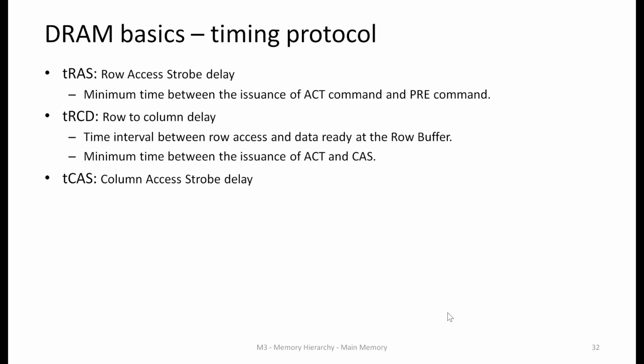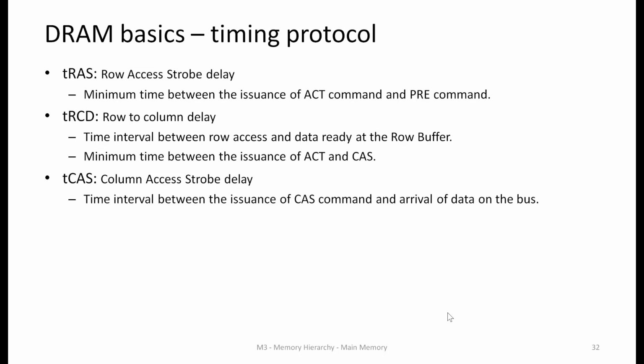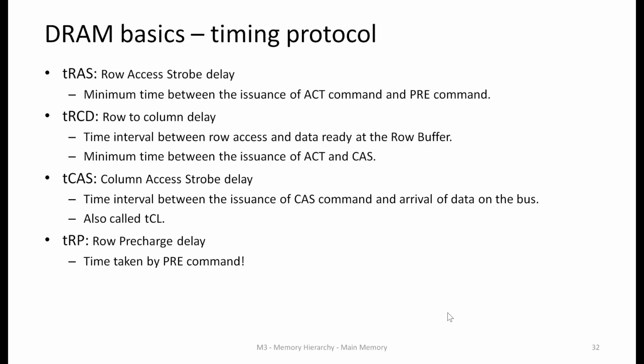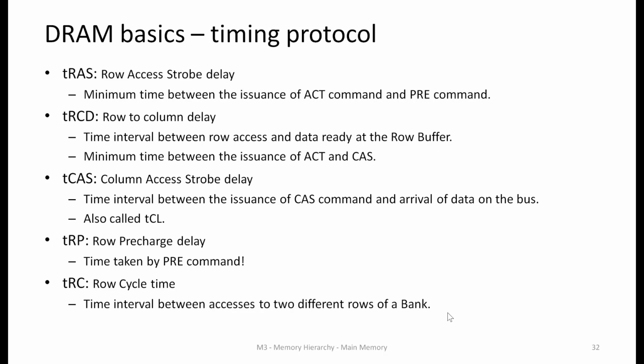Another timing constraint is tCAS, column access strobe delay. This is the minimum time between the issuance of a CAS command to the bank and arrival of the data from the bank. It's also called column latency, tCL. Another timing is tRP, row precharge delay, which basically is the time taken by the precharge command. Another timing constraint is tRC, which is row cycle time. Basically, it is the minimum time between issuing two activates to the same bank.